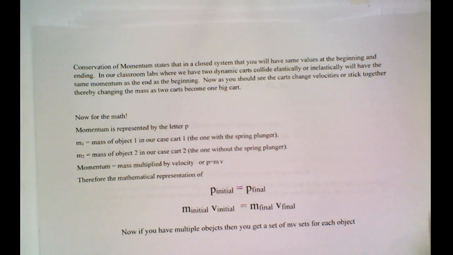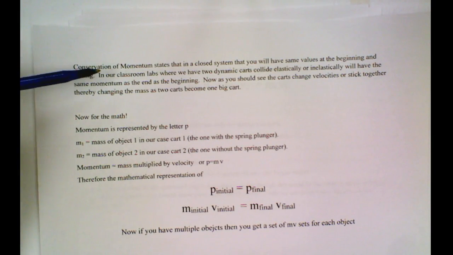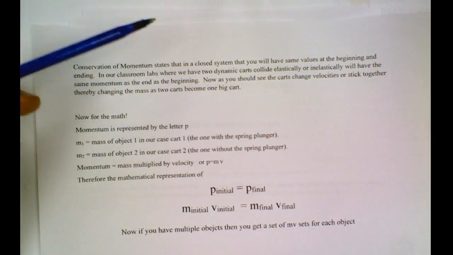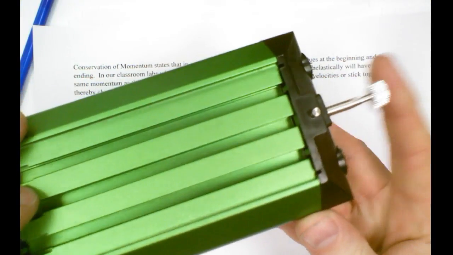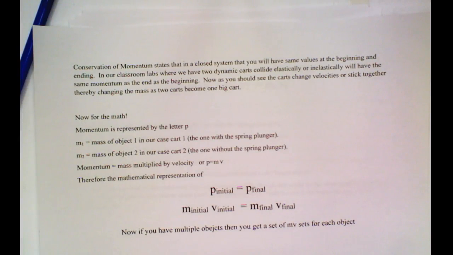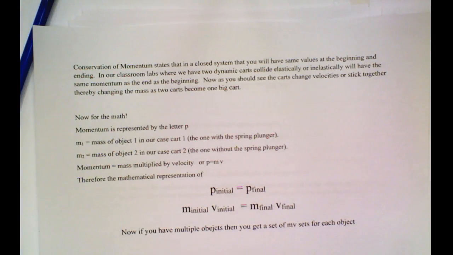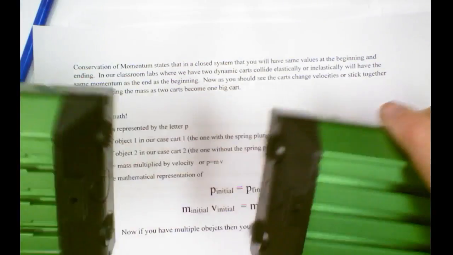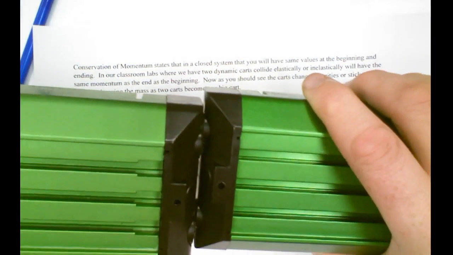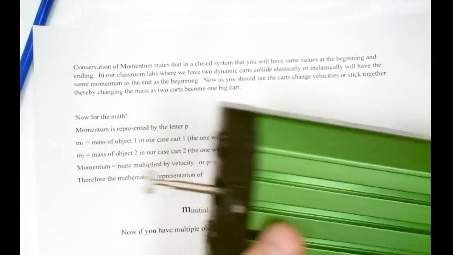First of all, you should remember that conservation of momentum states that in a closed system you will have the same values at the beginning and at the end. In our classroom labs, we have two dynamic carts, cart 1 with the little plunger, that will collide elastically or inelastically, and cart 2, no plunger. Elastic means they bounce off each other. Inelastic means they hit and they stick together.